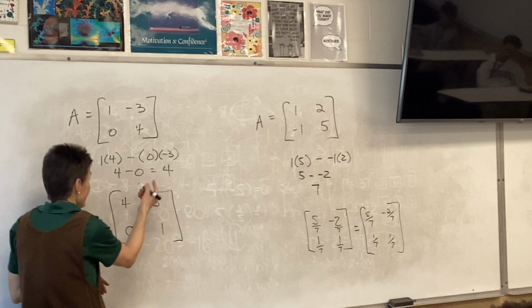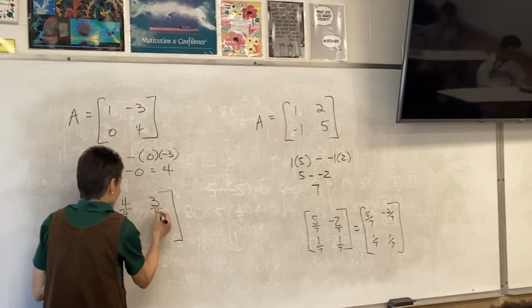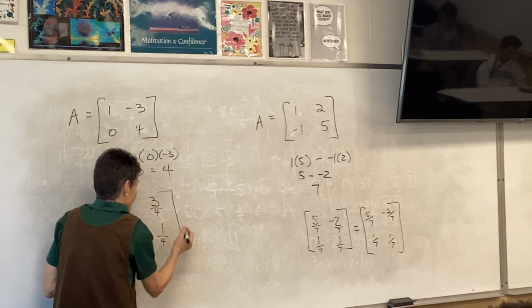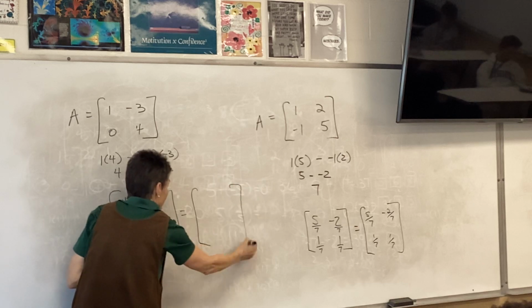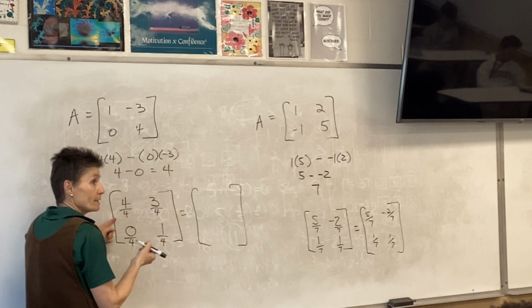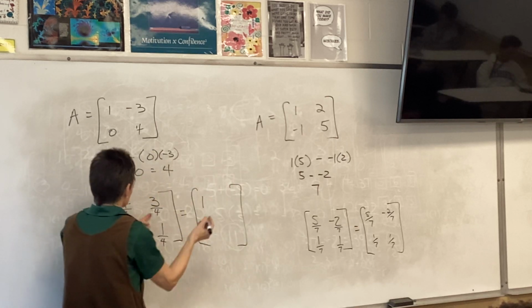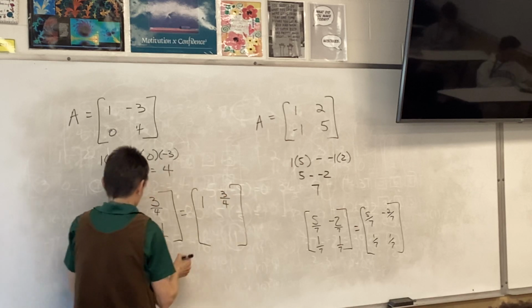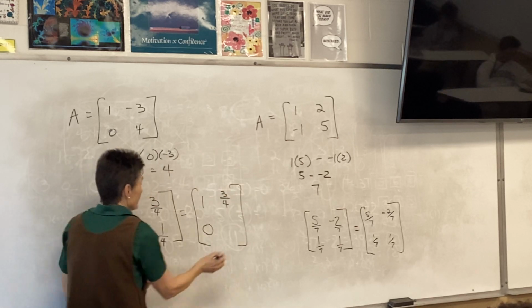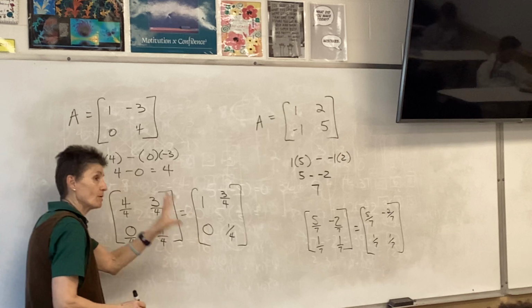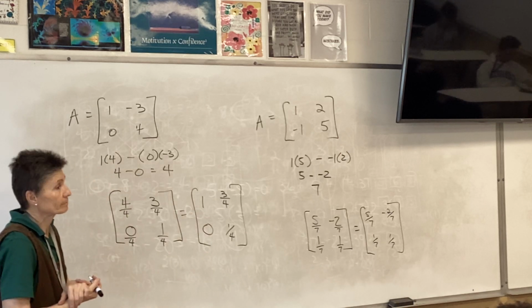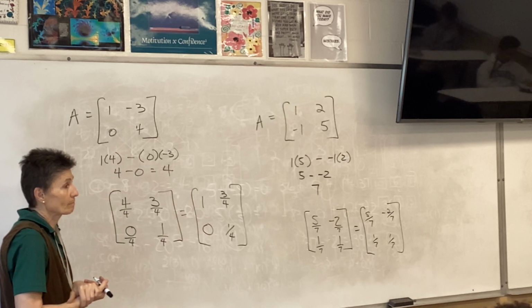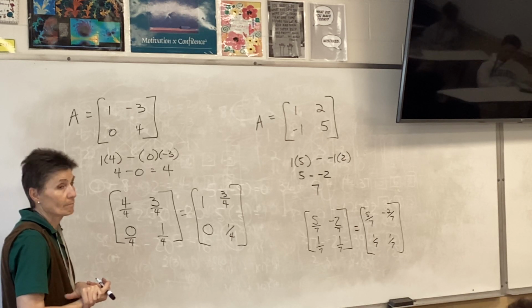Now, I simply take all of them and divide by 4. And then clean it up. So 4 over 4 is 1. 3 over 4. 0. And 1 over 4. And there's your inverse. Everybody got it?